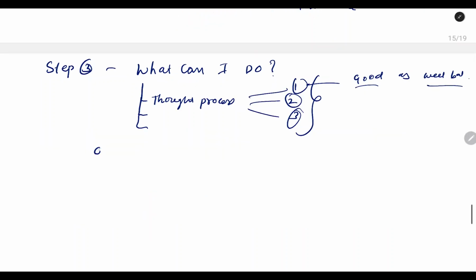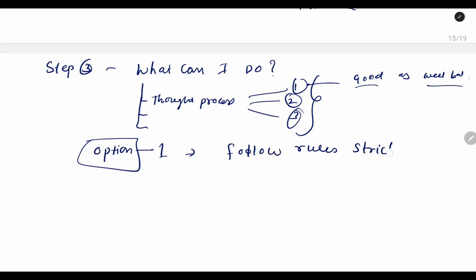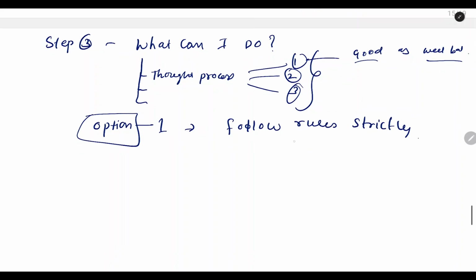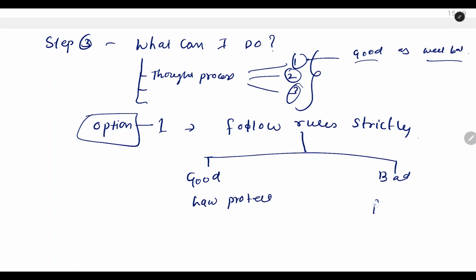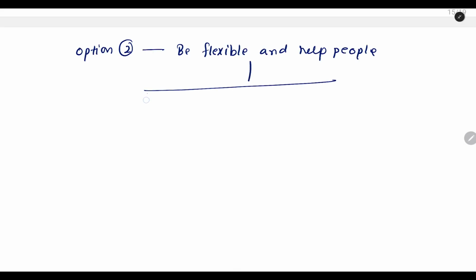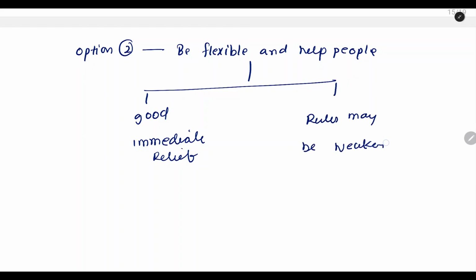So for example, option 1, follow rules strictly, is the first option. What is good in this one? Law is protected, right? What is bad in this one? People may suffer, right? I hope you are getting clarity. Let us take option B, be flexible and help people. What is good in this? Immediate relief, right? Here, rules may be weakened. I hope you are getting clarity.